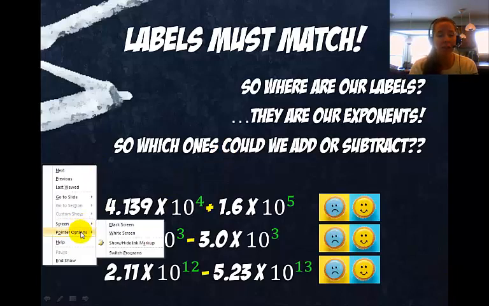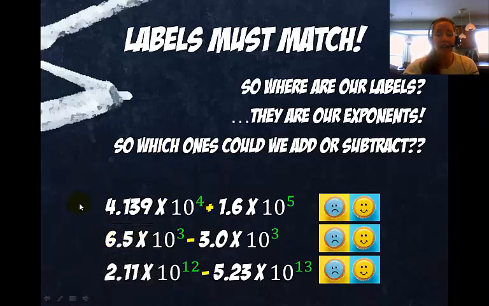Well, let me get my pointer out here. And let's look at this one first, okay? We've got 4.139 times 10 to the 4th and 1.6 times 10 to the 5th. Could those be added as they are? No, unfortunately not, because they don't match their labels.